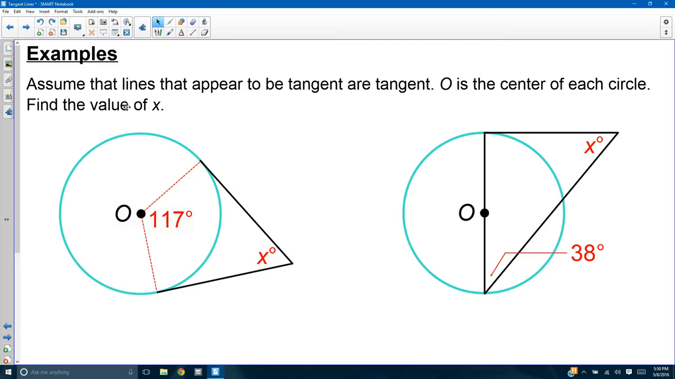Okay, now that we kind of have played with that right angle thing, let's start to do some examples with that. Assume that the lines that appear to be tangent are tangent. So that means this black one here, we assume it looks tangent. So let's say it is. And then this one here. O is the center of each circle. Find the value of x. Now x is a degree measure. There are a couple ways we can go about this problem, but it always originates with one thing you must know for sure. This tangent line intersects with this radius at 90 degrees. So this is a right angle. This is a right angle.